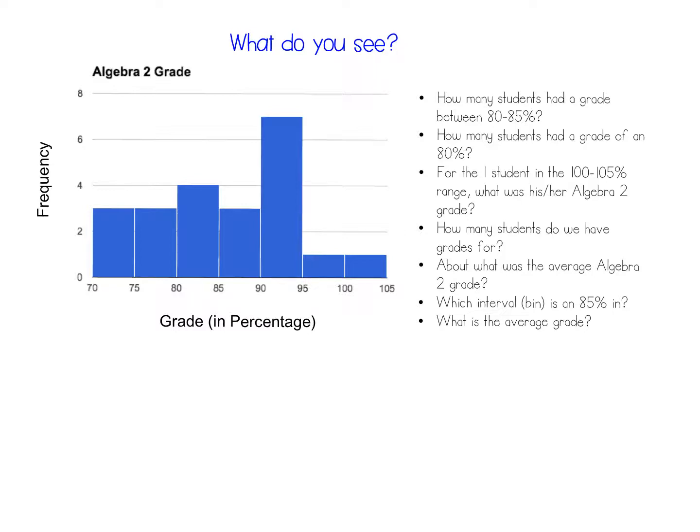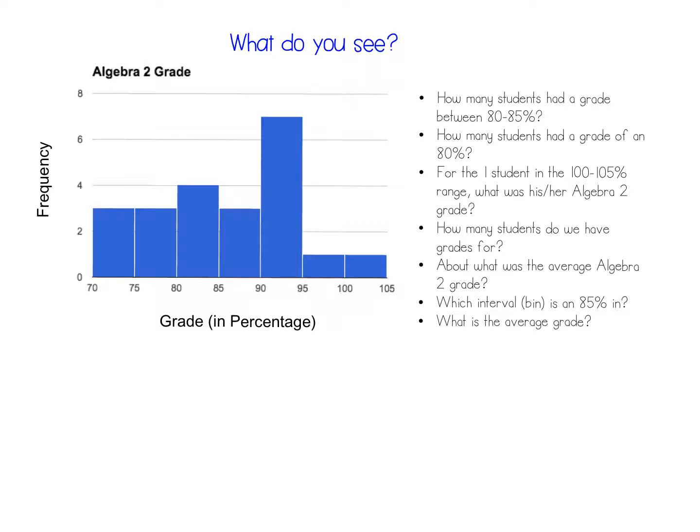Alright, so I want you to look at this histogram and just what do you see? I have a series of questions. How many students had a grade between 80 to 85? How many students had a grade of an 80%? For the one student that was in the 100 to 105 range, what was his or her Algebra 2 grade? How many students do we have grades for?